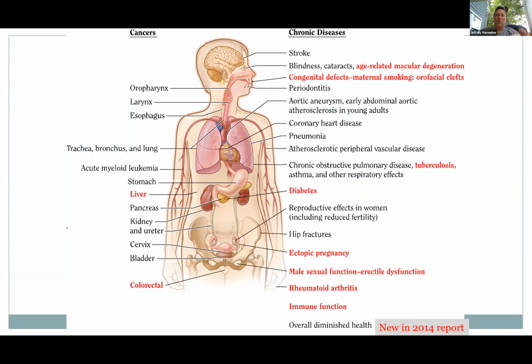And the things in red were new in the 2014 report. We always knew all these cancers, and we added a couple more, and you can see erectile dysfunction, immune health. If you're going to get some elective surgeries like gastric bypass, if you're a smoker, they won't give it to you. Because why would we waste our time if you're not going to heal properly?